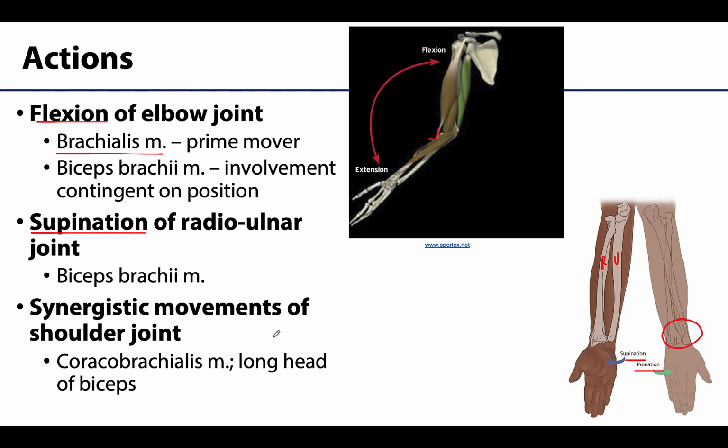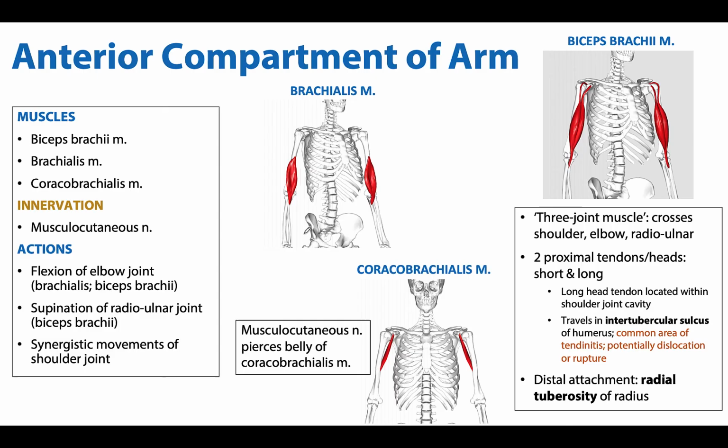Lastly, those muscles that cross the shoulder joint, such as coracobrachialis and the long head of the biceps brachii, can and will certainly play synergistic roles in some actions of the shoulder joint, such as flexion or adduction. But again, these are more synergistic, and it's really these more distal joints that this compartment plays its biggest role.